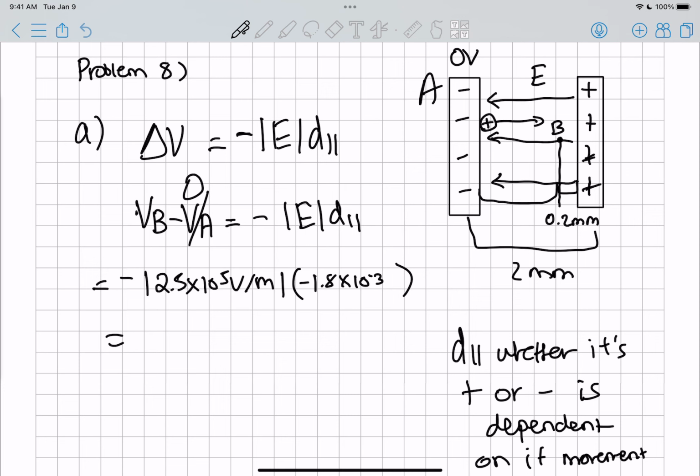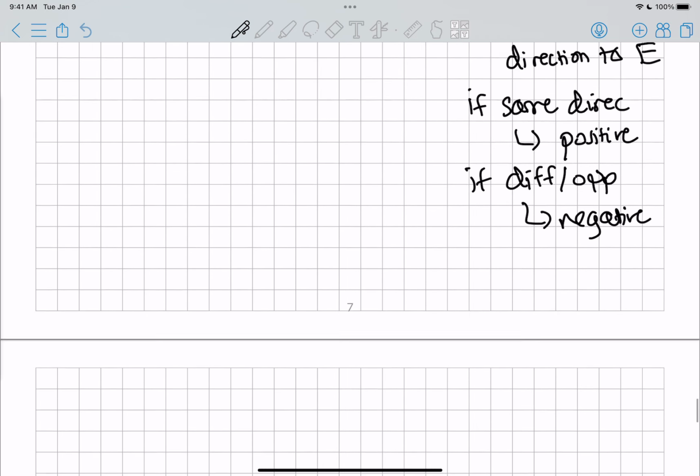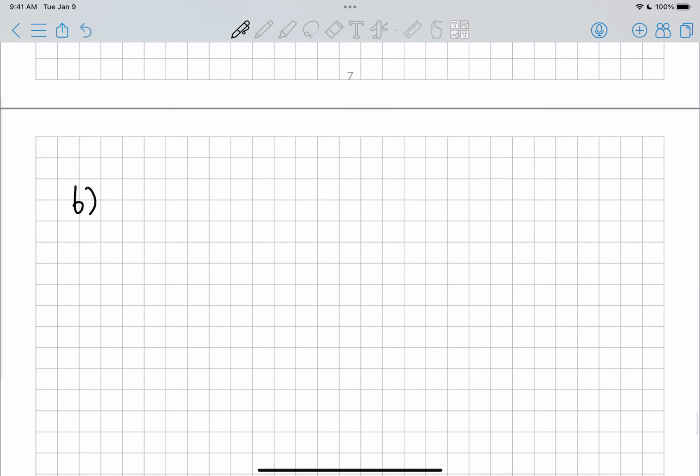And then this is equal to, I believe, just based on the keys, 450 volts at that point. A lot of volts at point B. Does that make sense as to how to interpret that equation right there?